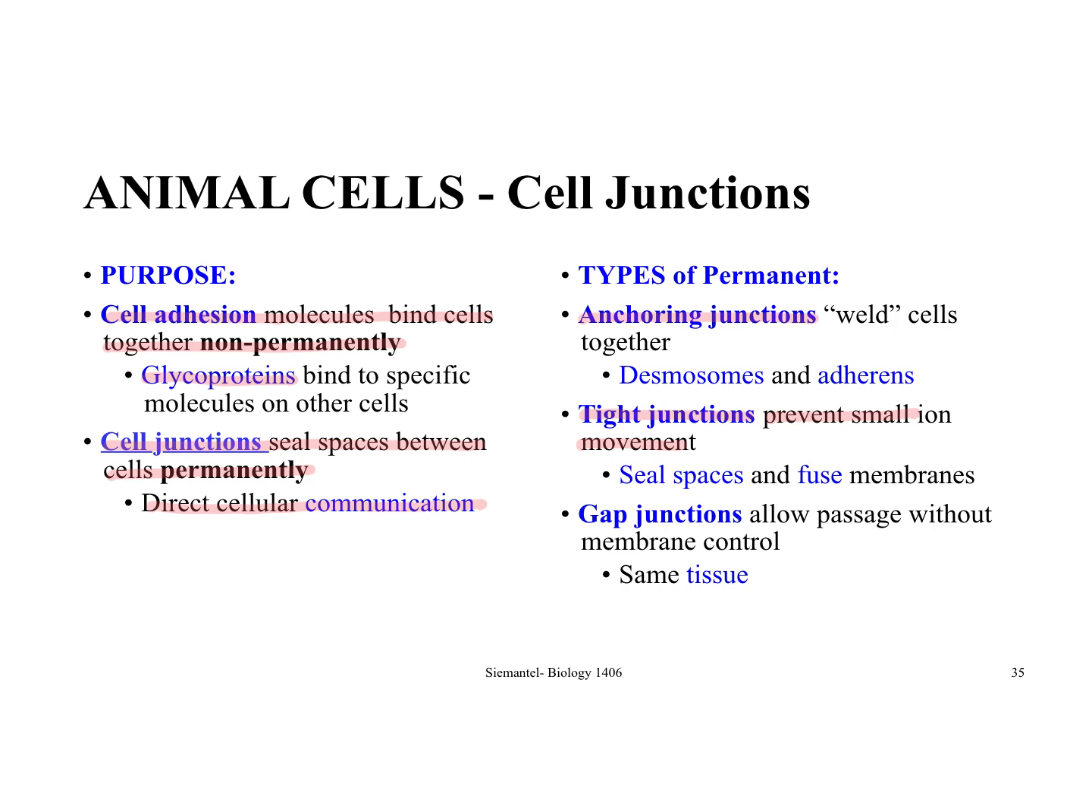Okay, and then lastly, we have gap junctions, which allow things to move through without the membrane having any control. And this is normally found in cells that are all the same, doing the same job, so they are a tissue.